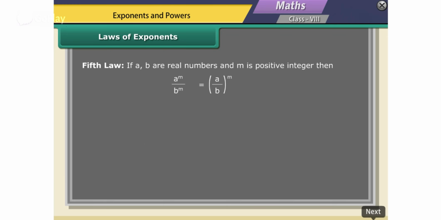Fifth law. If a, b are real numbers and m is a positive integer, then a^m upon b^m is equal to (a/b)^m. Example. Evaluate (2/5)^3. Solution. (2/5)^3 is equal to 2^3 upon 5^3, which equals 8 upon 125.